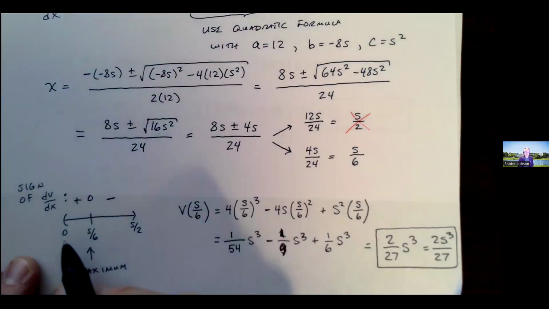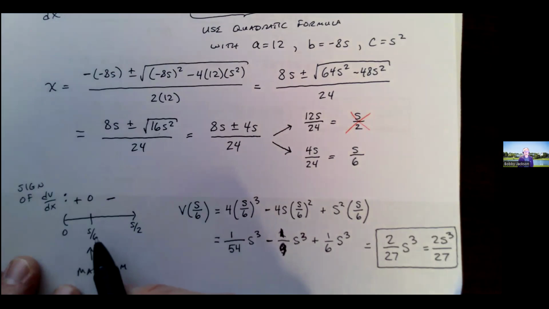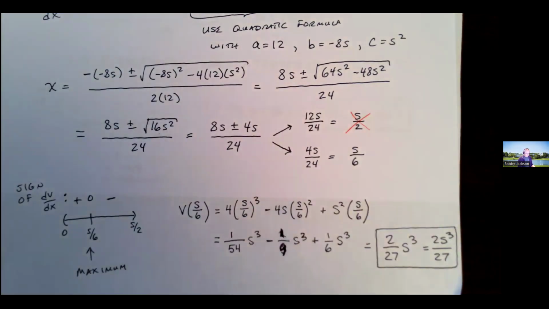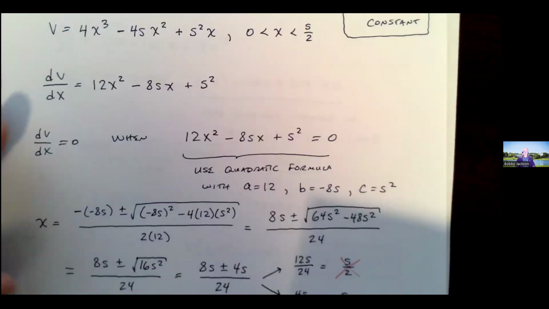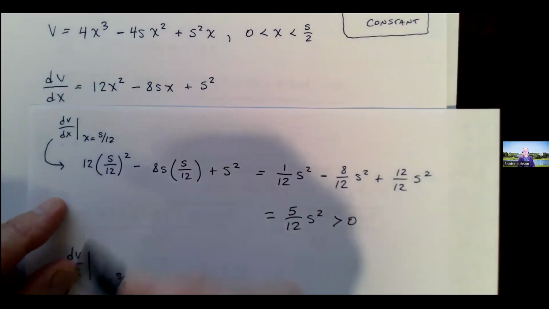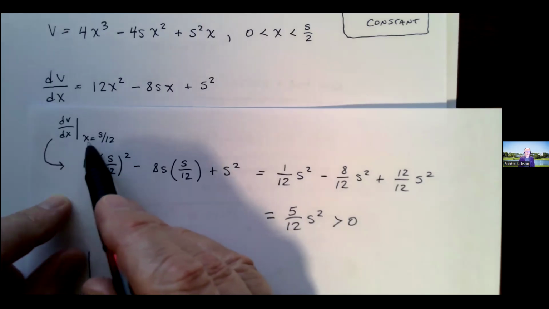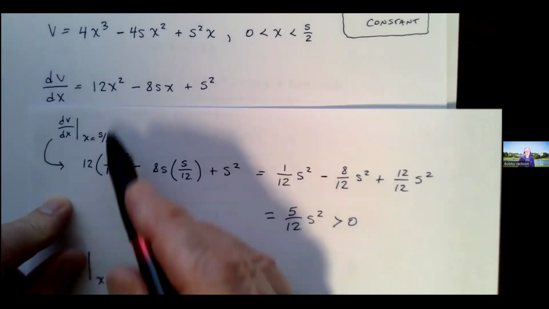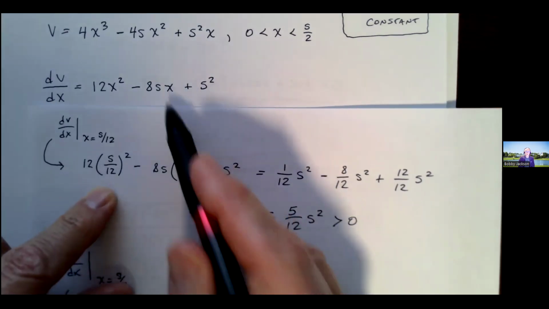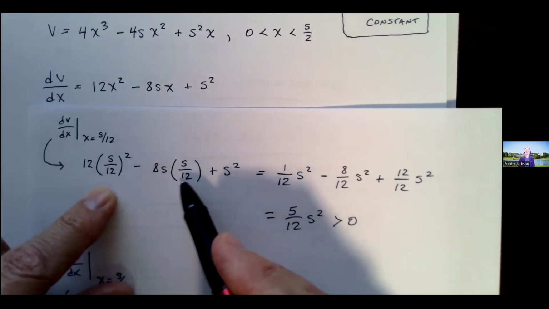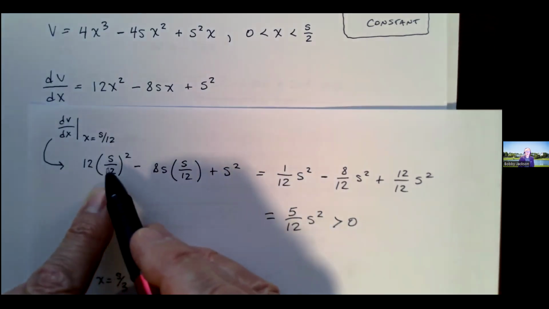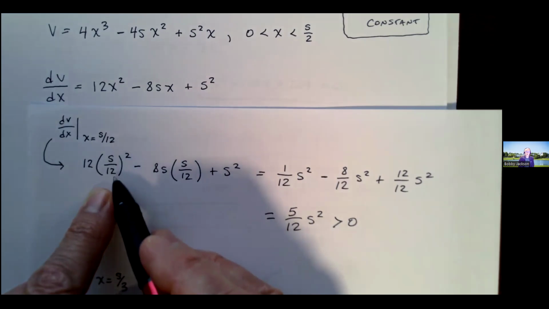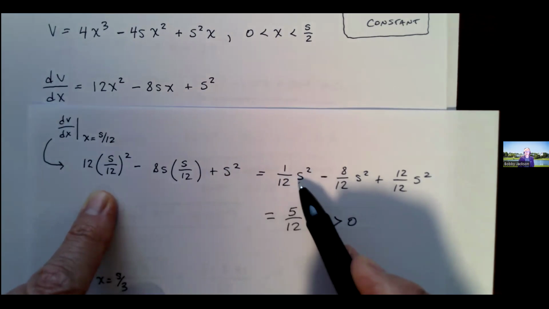Well, if I take the average between 0 and 1/6 S, I get 1/12, right? 1/12. And what I did is I want to look at the derivative up here and evaluate it when x is 1/12 of S, or S divided by 12. So I just replace x with S divided by 12, and I simplify. So I get 12 times what? S squared over 12 squared, S squared over 144, but 12 divided by 144 is just 1/12 S squared.